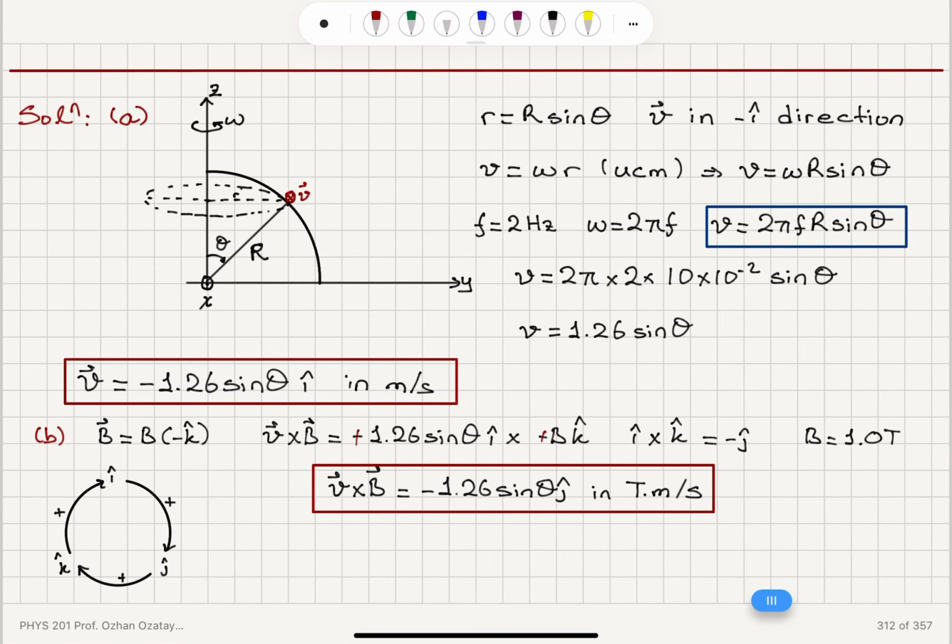The magnetic field is pointing in the minus k hat direction. Part B asks us for the cross product V cross B. So we take the cross product of this vector with 1 Tesla in the minus k hat direction. So 1 times 1.26 sine theta, minus I hat cross with minus k hat gives us I hat cross k hat, which is minus j hat, following the cyclic permutations. So it's minus 1.26 sine theta j hat.